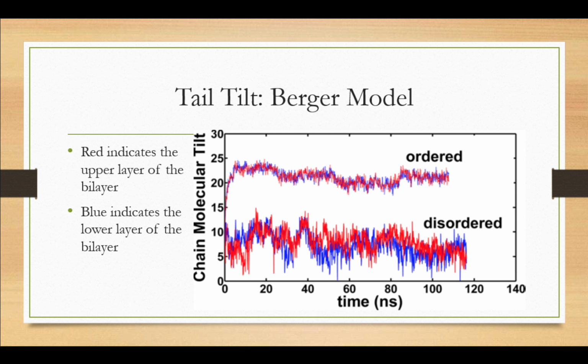This image shows the tail tilt angles in the ordered and disordered systems, respectively. The red indicates the top leaflets, and the blue indicates the bottom leaflets. This makes it exceedingly visible that the ordered bilayers had an increased tail tilt compared to the disordered bilayer, though the disordered bilayer shows a wider array on whether or not the tail does tilt.